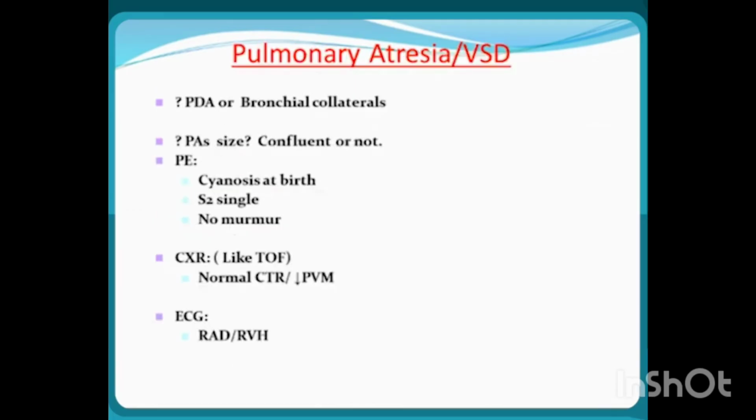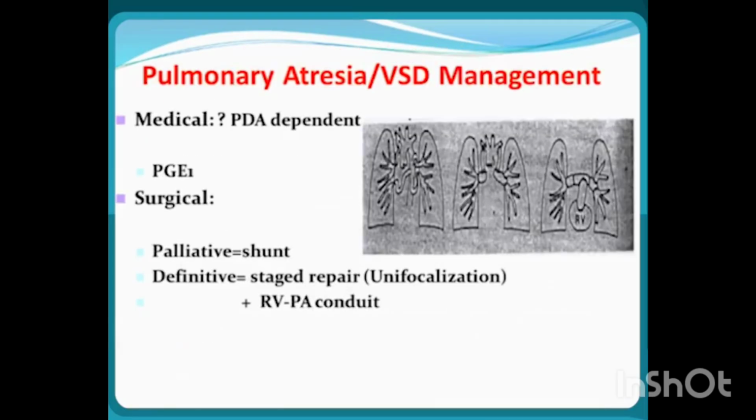Then pulmonary atresia with VSD. These are the top VSD patients, so we are not going into detail with every patient here. Pulmonary atresia VSD management also depends on the pulmonary circulation and on the size of the pulmonary arteries.